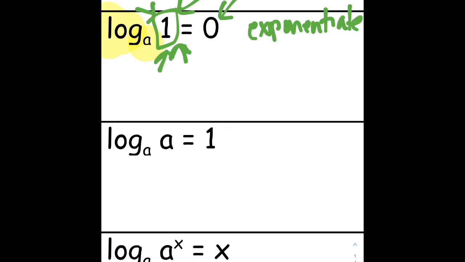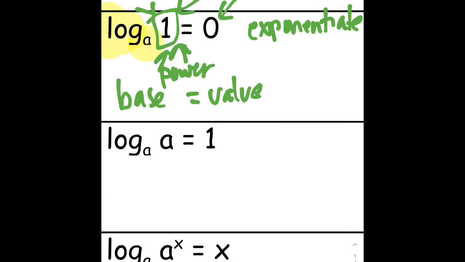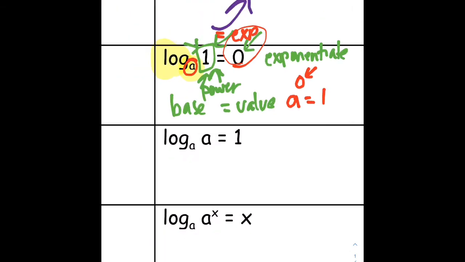meaning I put this in exponential form instead of logarithmic form, you always do base to the power equals the value. So in this example, we have a, which is my base. To the 0, remember a log is an exponent. So that means my exponent is 0. It's equal to 1. And since the exponent is 0, anything to the 0 power is 1.